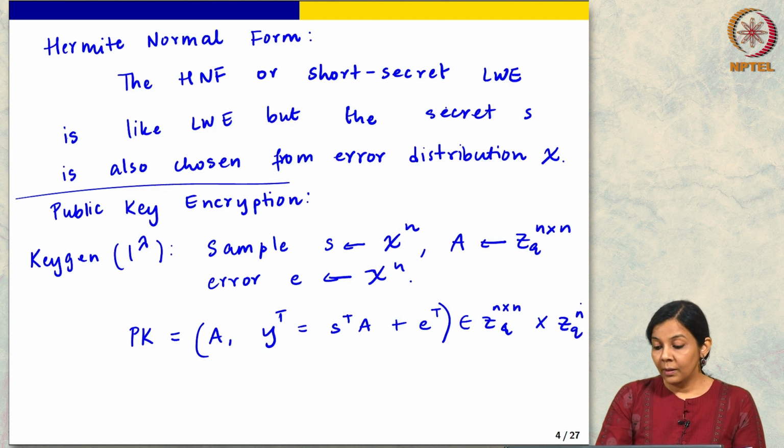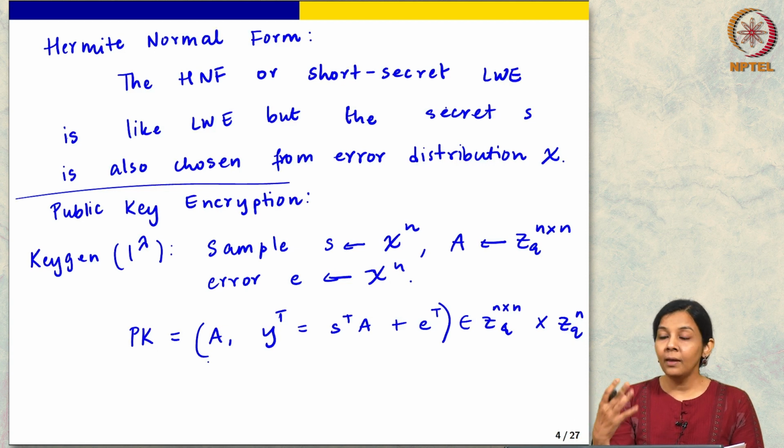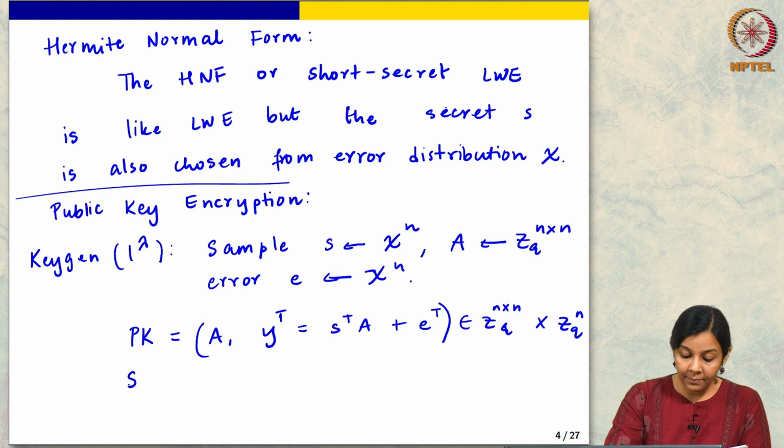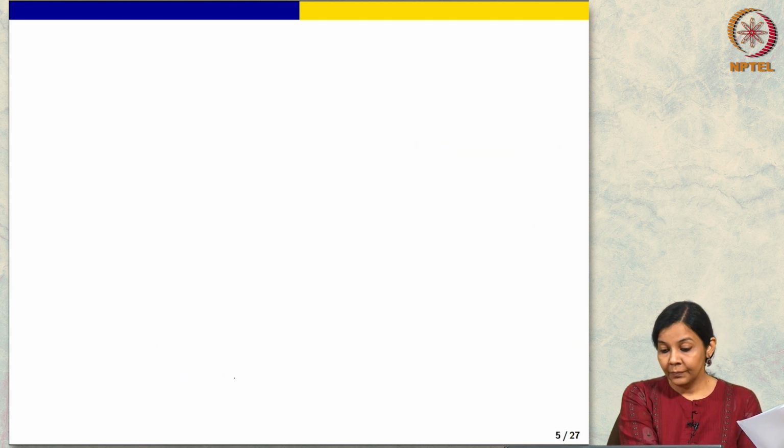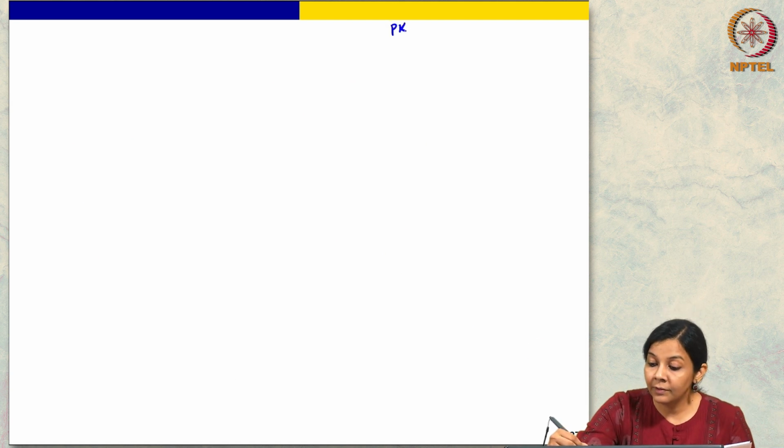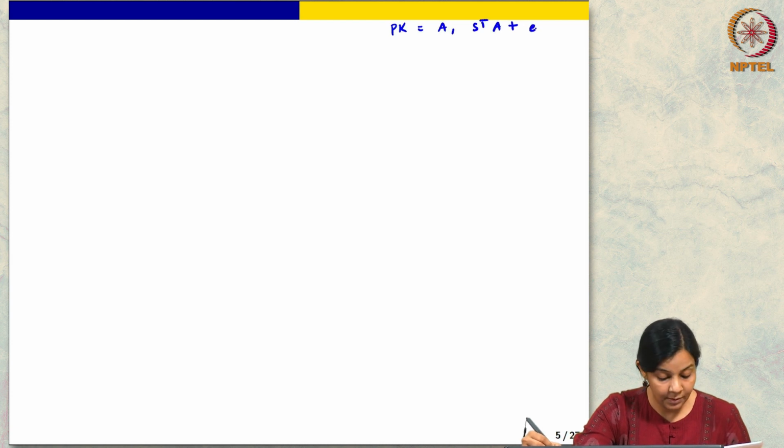Basically, my public key is a matrix together with an LWE sample generated with respect to that matrix, and my secret key is the LWE secret. So my secret key is going to be S. I will write it here so that everyone remembers. Public is A and S transpose A plus E transpose, and the secret key is S.